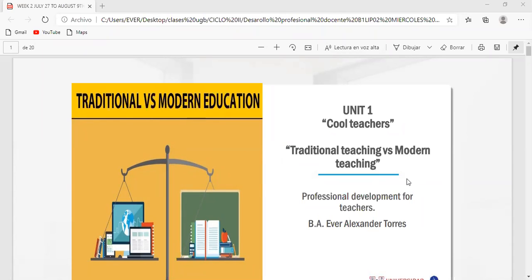Our second lesson, guys. In the last class, we were discussing teaching styles, and this topic has to do with teaching styles, but we're going to focus in two ways. We're going to study traditional versus modern education, okay? Traditional versus modern education, okay?